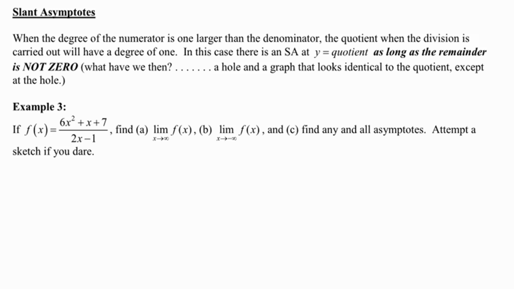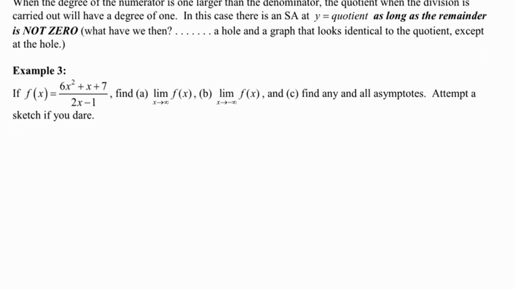An exciting day starting with slant asymptotes. Now remember, if the degree of the numerator is one larger than the degree of the denominator, we know that there is a slant asymptote, as long as the remainder is not 0. In this case, we can find the slant asymptote by doing long division.